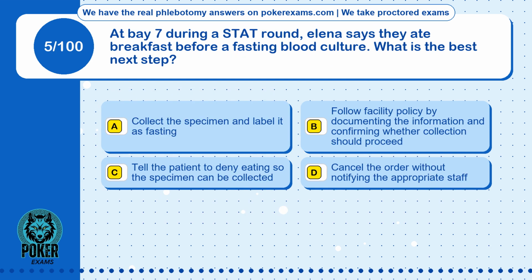Question 5. At Bay 7 during a stat round, Elena says they ate breakfast before a fasting blood culture. What is the best next step?